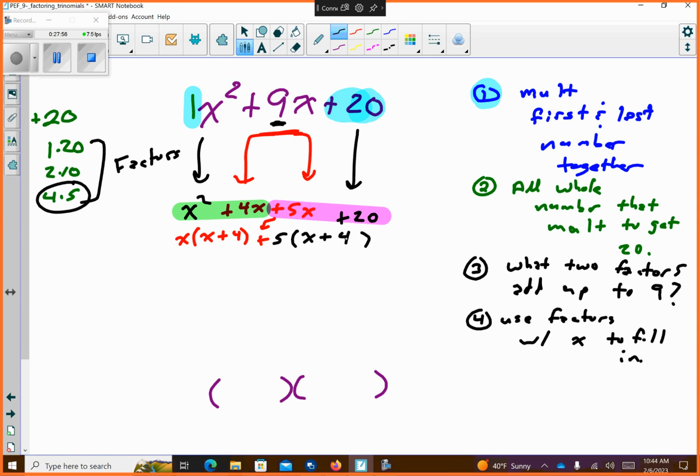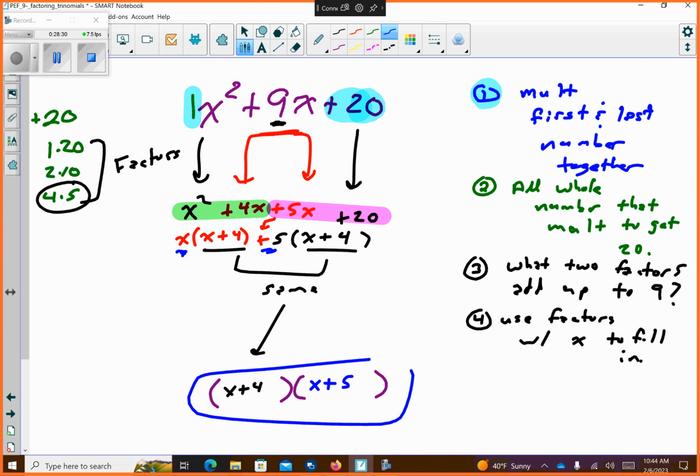Friends, does it appear I have a red and a black binomial, a 2-item term that's the same? What's the same? The parentheses. X plus 4. This is the same, yes? So that comes down here. What do I have left? X plus 5. Friends, the problem's done.